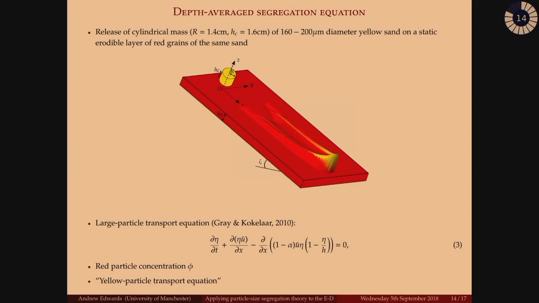So we've gone on to do some further experiments using different coloured sand. So we now release from a cylinder yellow sand onto an erodible layer of red sand, but the friction properties are exactly the same. We just want to visualize what happens to the original release of this yellow sand and where it ends up. So we're applying the segregation theory now. We assume that there's a layer of yellow particles on top of a layer of red particles rather than large and small.